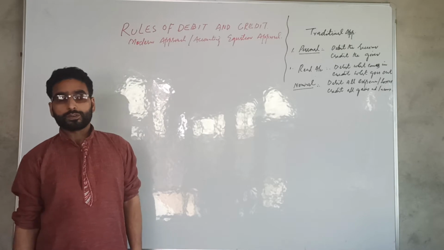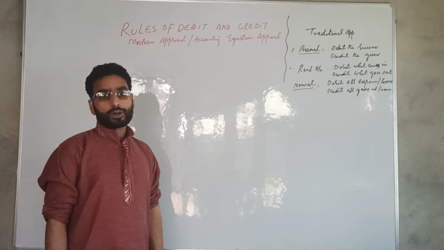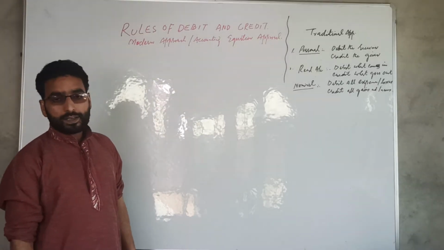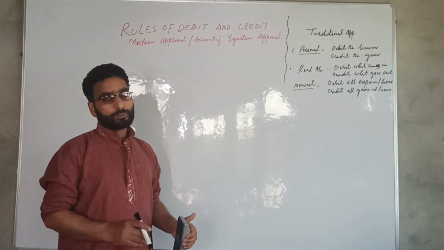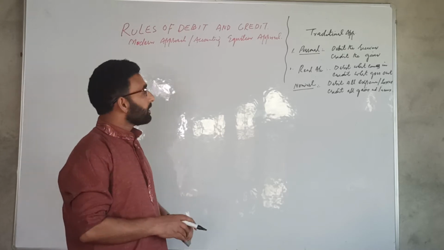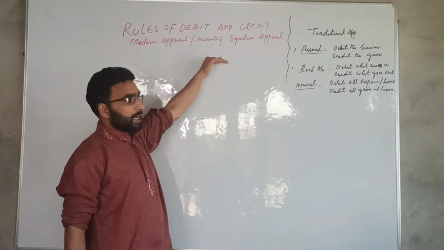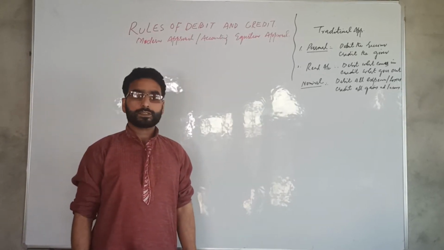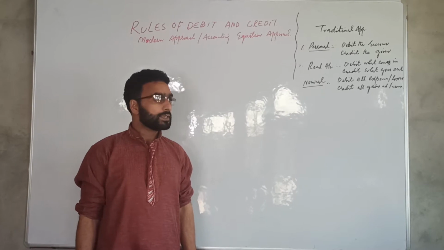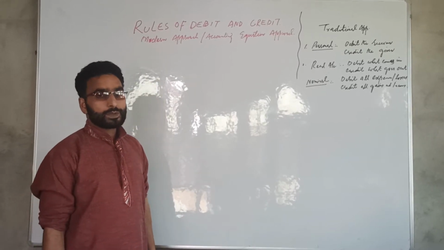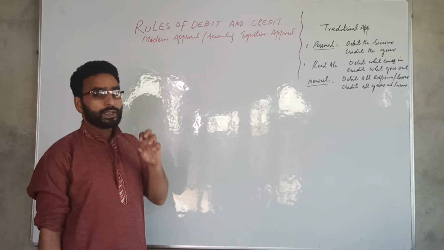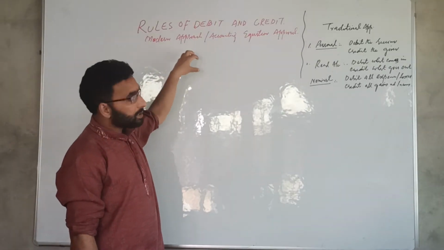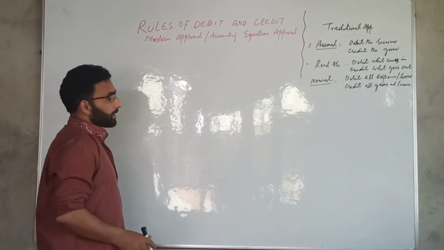Before going to the rules, first we will classify the accounts as per the modern approach. All the accounts of the business transactions are classified into 5 heads as per the modern approach. The modern approach is also called the accounting equation approach. In it, we have 3 important elements: assets, liabilities and capital. We have learned that assets is equal to capital plus liabilities. These are the main 3 items in the accounting equation, and these rules are based on it.